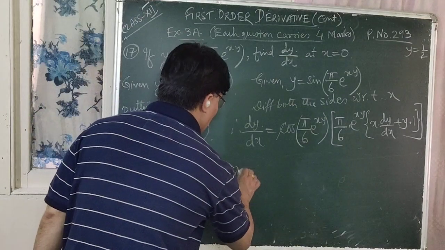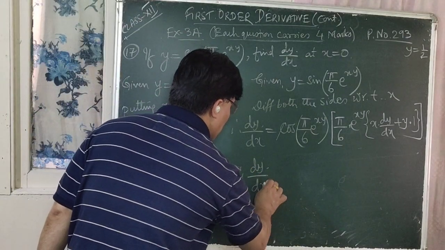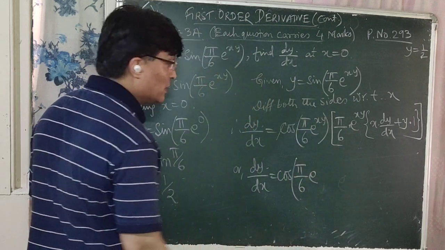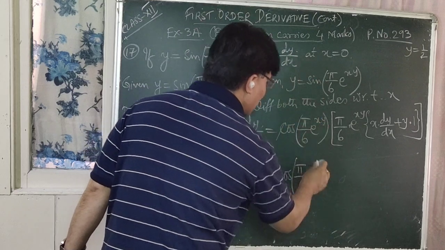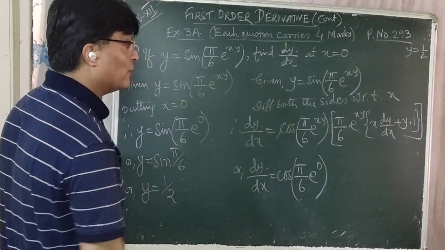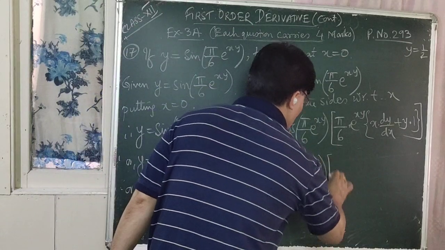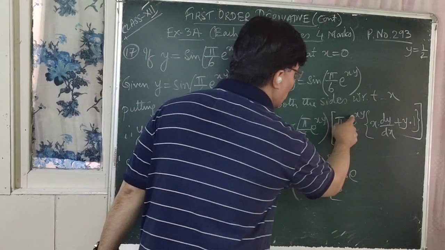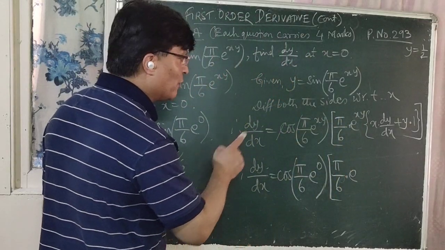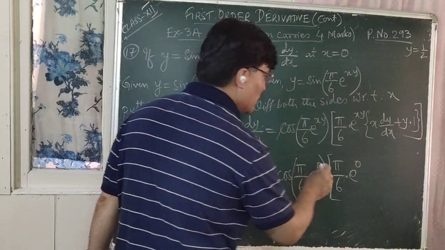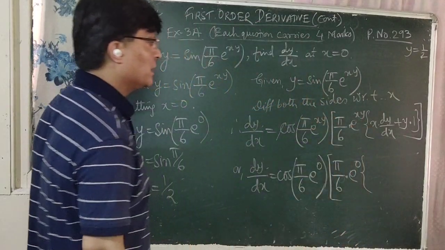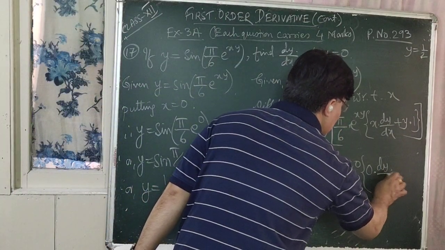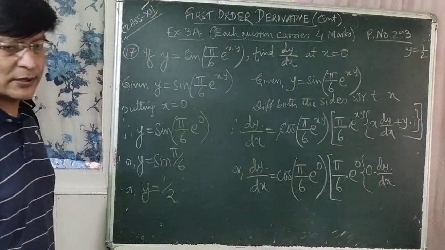Okay? So dy by dx is equal to cos of within bracket pi by 6 e to the power, so x is 0 here. What is 0 into y? That is 0. You don't have to put the value for y out here. Within third bracket, pi by 6 into again e to the power 0 into y. Here also you don't have to put the value for y. What is 0 into any number? 0. Now within second bracket, what is the value for x in this case? It is 0. 0 into dy by dx.